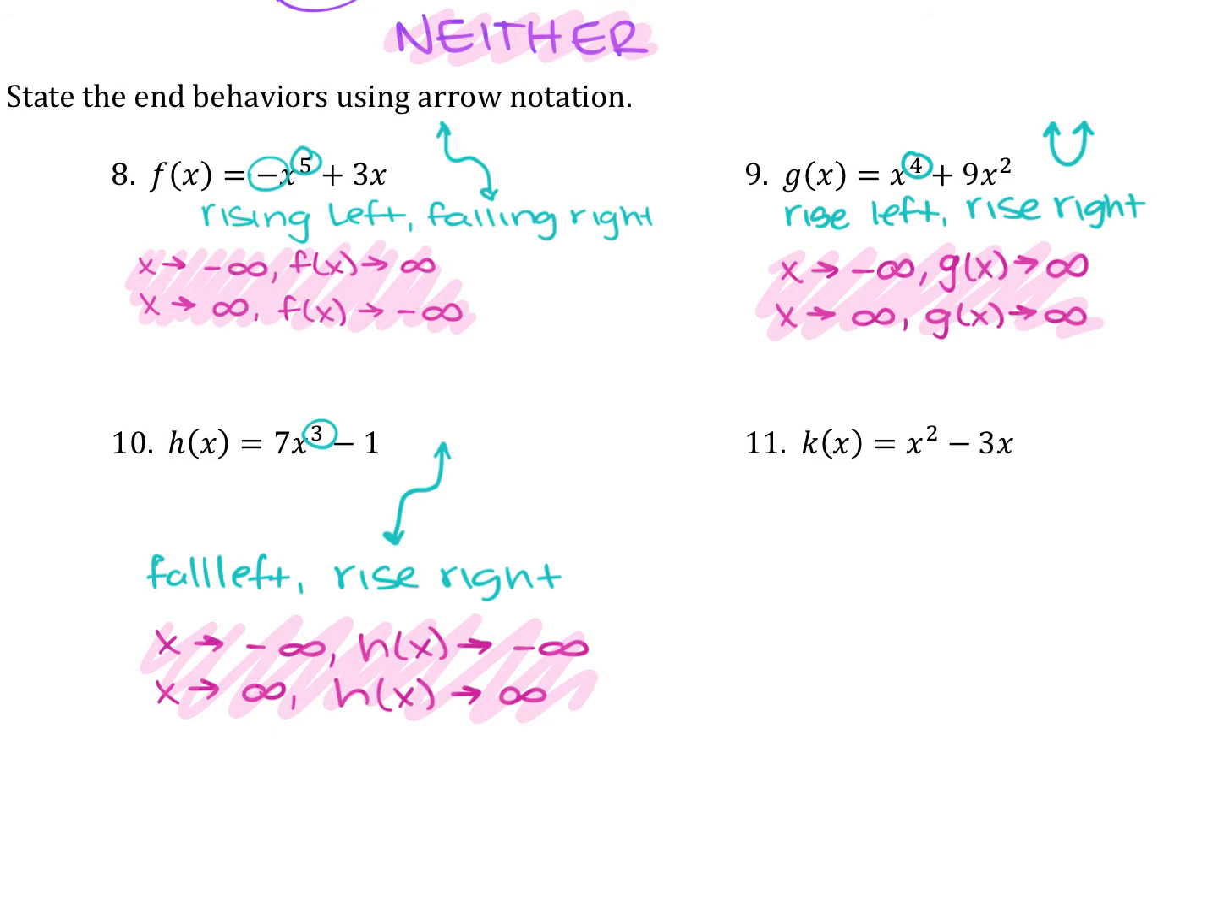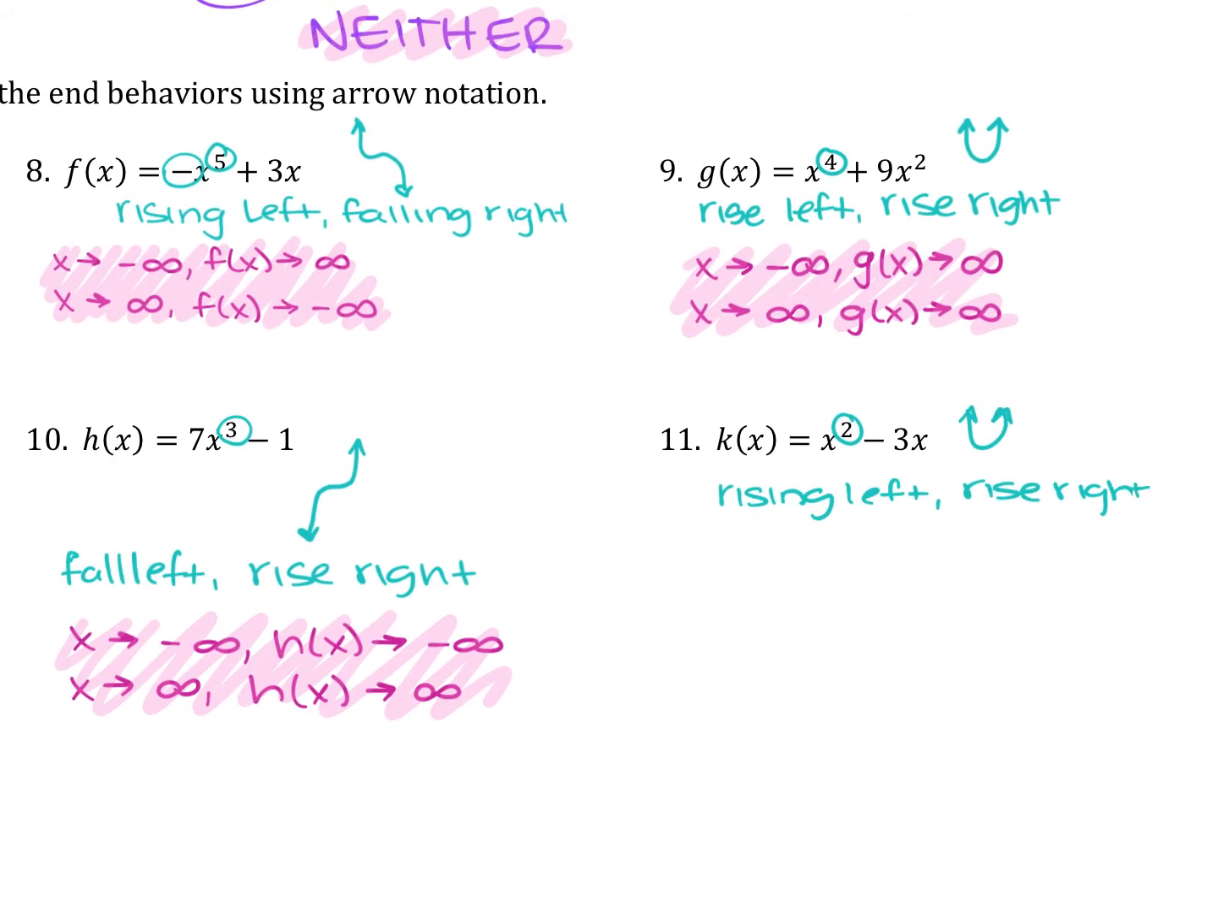For 11, you have k of x is equal to x squared minus 3x. The power on this x squared is the 2. It's even. There's no negative in front of it, so it opens up. So this is rising left, rising right. So as x goes to negative infinity, your k of x goes to positive infinity. And as x goes to positive infinity, your k of x goes to positive infinity.